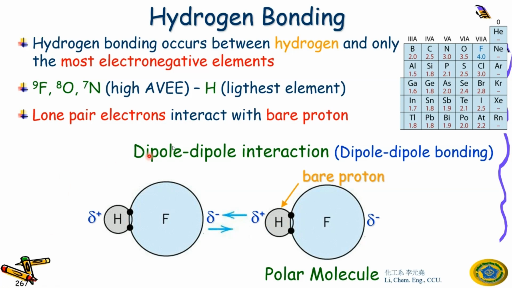Why? Lone pair electrons interact with the bare proton. This is the bare proton, and this is the lone pair electrons. So this is what we call a hydrogen bond. Secondary bond, but hydrogen bond. So once you have hydrogen, and this atom is fluorine, oxygen, or nitrogen, the bonding between these two molecules is called a hydrogen bond. Is that clear? It's clear, right? So don't mix up the bonding between atoms and between molecules.